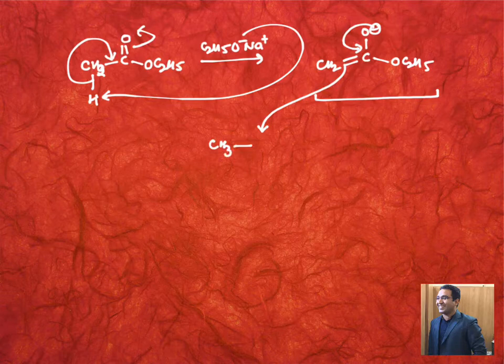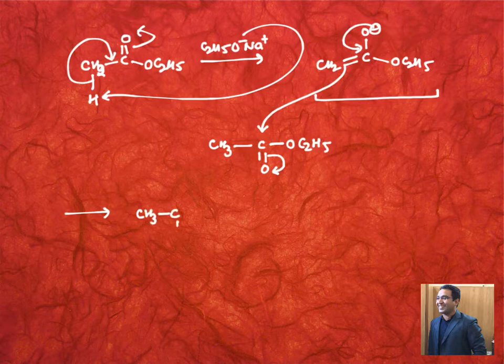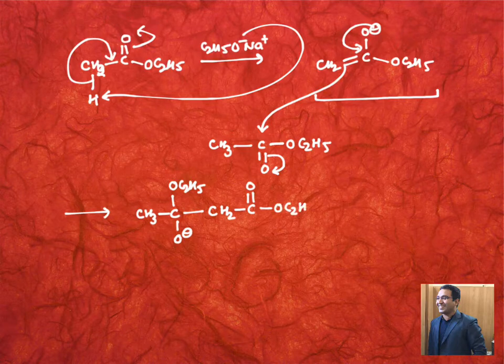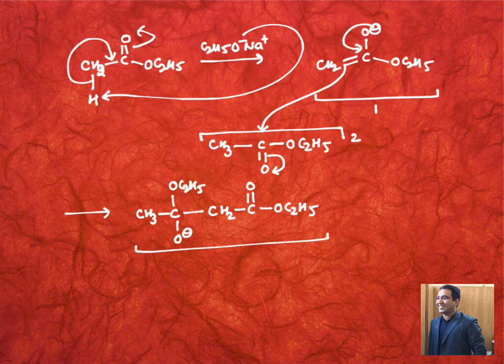So let me draw CH3 C=O OC2H5, one more mole. This carbon can go and attack here, based on which the C=O bond will break, and the result is CH3C(O-)(OC2H5) further connected to CH2 C=O OC2H5. If you observe, unit 1 has combined with another unit 2 of ester and given us this kind of product. Now, this is an intermediate. Basically, we should not call it a product because the best is yet to come.